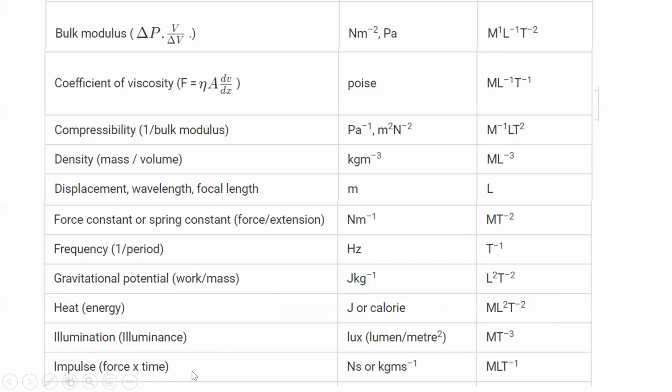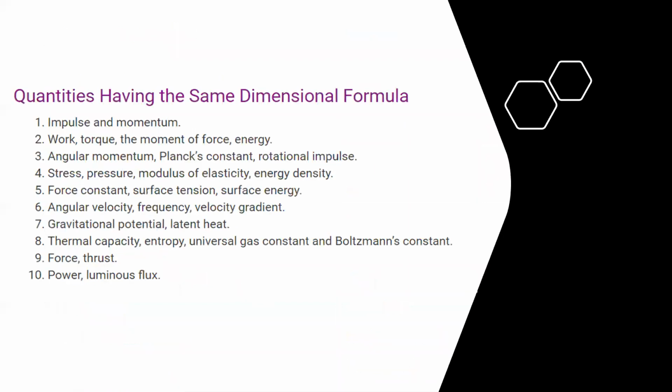Impulse is force into time. Again force. So you remember the formula for force. It comes several times. So once you know the dimensional formula for force, it is easy to derive the dimensional formula for many quantities like force constant, work, energy, impulse, etc. So force into time. Force is M L T raised to minus 2 into T. So you will get it as M L T raised to minus 1. So you can also find the dimensional formula for many such quantities.